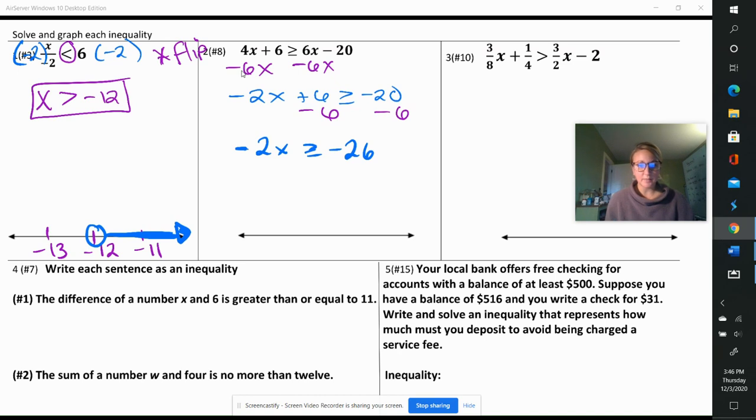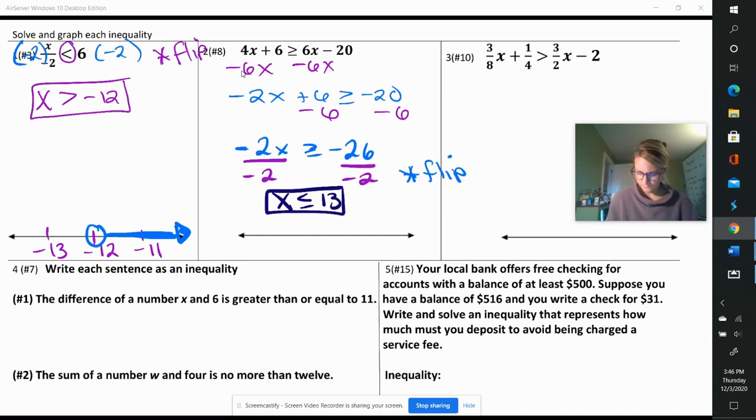Last up, we're multiplying x by -2. So the final step to solve is to divide both sides by -2. We divided both sides by a negative number, so we want to make sure we flip the inequality symbol. It's going to be closed at 13 because 13 is included in the possible solutions. And we're going to shade to the left, all values less than or equal to.